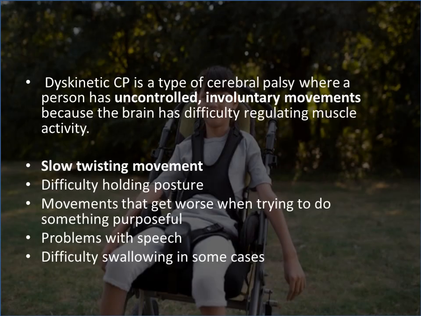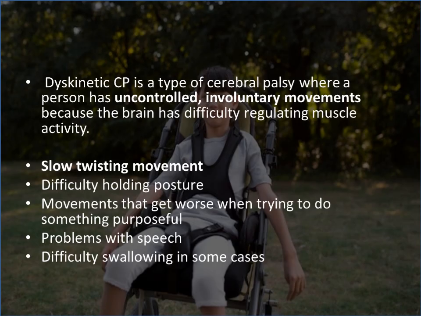Then we have the dyskinetic cerebral palsy. It's a type of cerebral palsy where a person has uncontrolled involuntary movement because the brain has difficulty regulating muscle activity. Unlike spastic cerebral palsy, with its stiff muscles, this one is more about too much movement that the person cannot control.